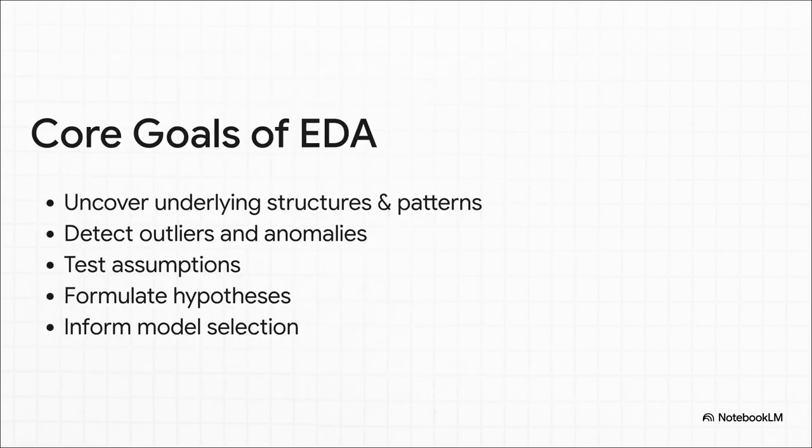And these goals, they are 100% tied to preventing things from blowing up in production. You're uncovering patterns to figure out if the problem is even solvable with the data you've got. You're hunting for outliers because, get this, a single bad data point can crash a live service or completely poison a model's training. And you're testing your assumptions, because a wrong assumption can lead to a model that just fails silently in the wild. This isn't just exploring for fun. This is serious risk mitigation.